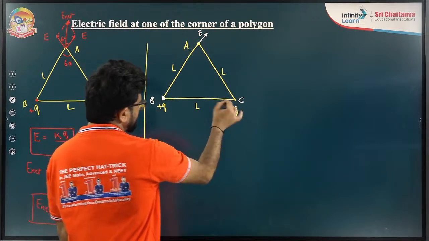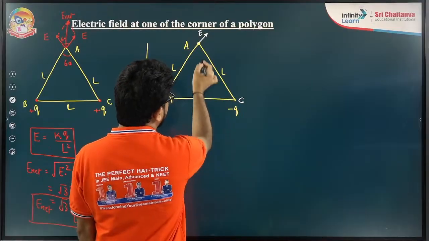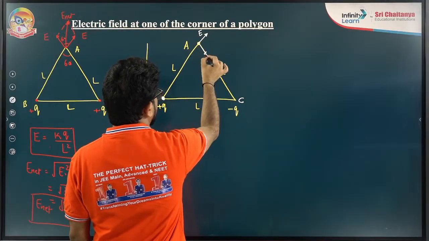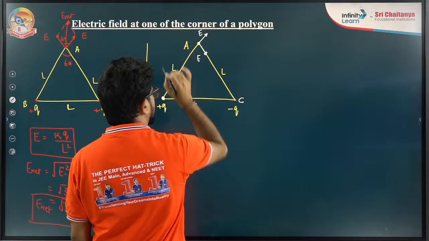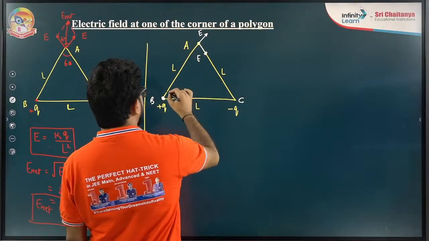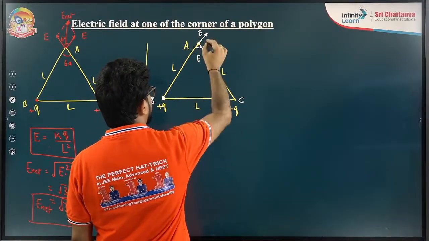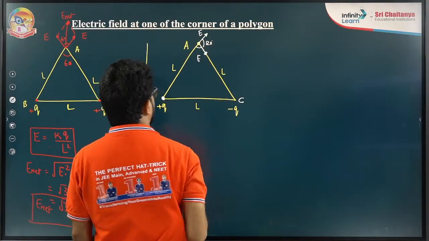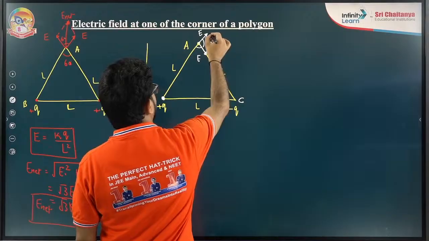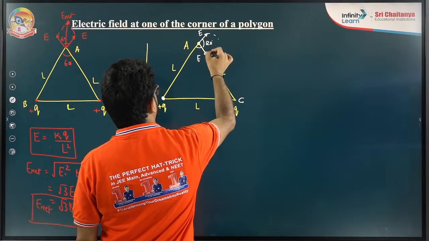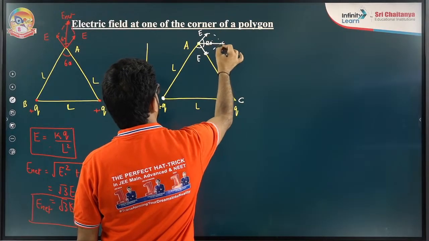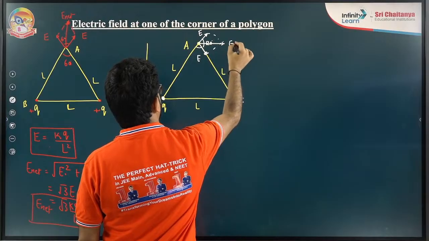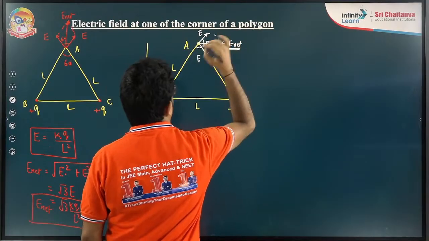But due to C point, what will happen? The field would be radially inward. That is also E. We know this is an equilateral triangle, that means this is 60 degrees, so this outside angle would be 120 degrees. So E net would be somewhere here. Now we have to calculate this E net value.